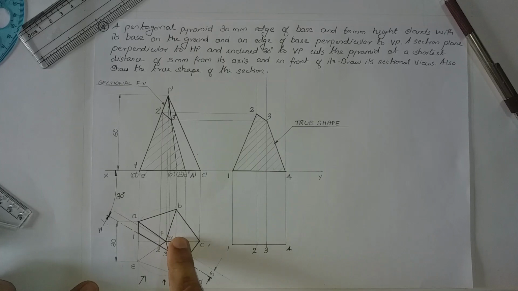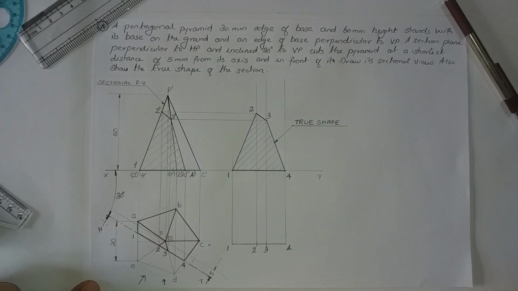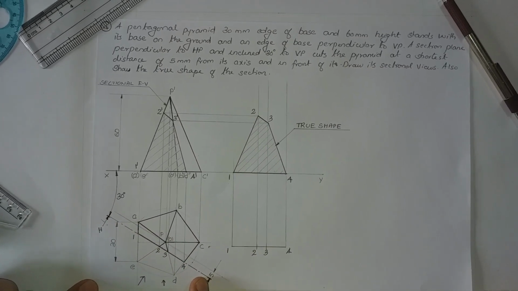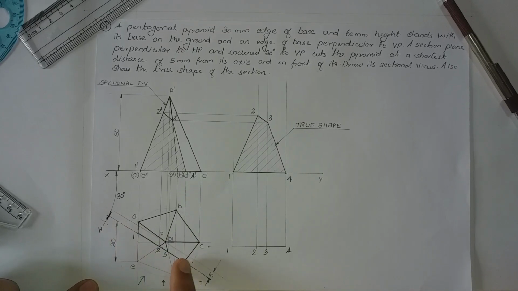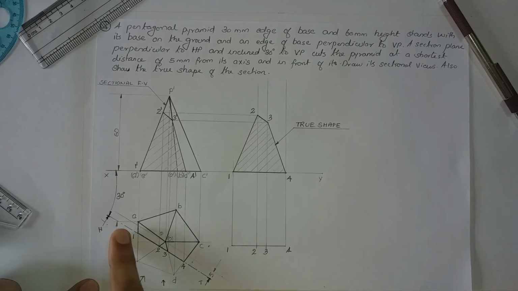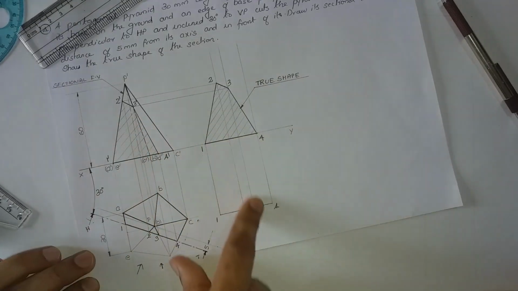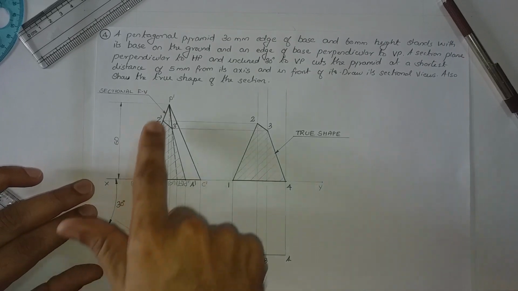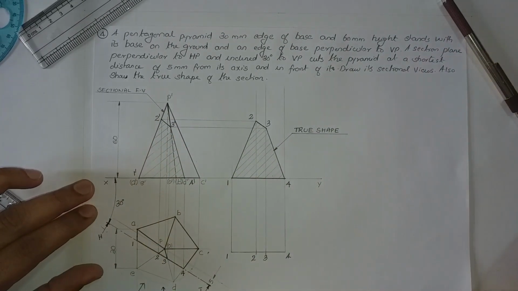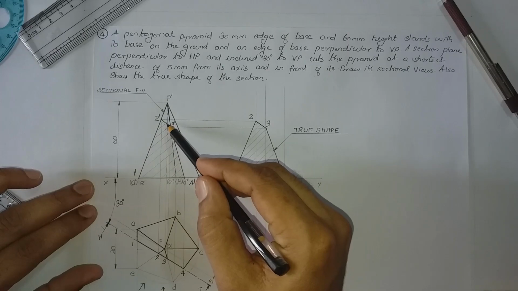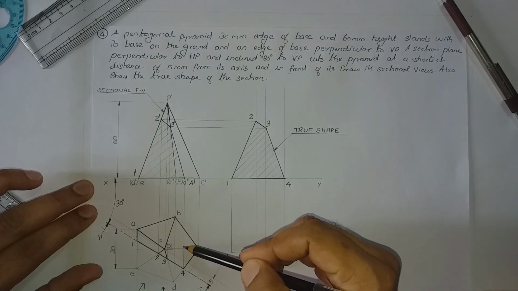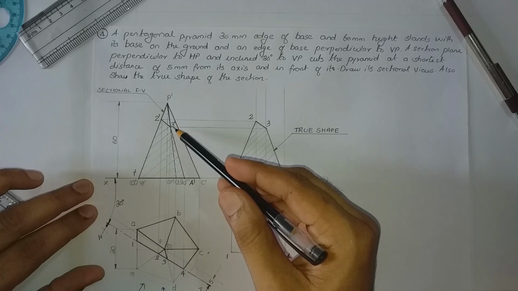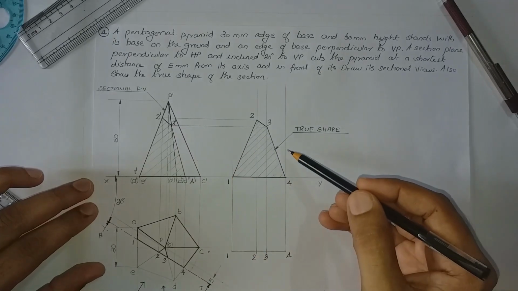Draw the simple top view and simple front view using type B lines, step number 1. After that, locate the section plane as per the question. Third step is mark the meeting points of the section plane with the various base edges and slanting edges of the solid as 1, 2, 3, 4. Transfer 1, 2, 3, 4 to the front view. Then join 1 dash, 2 dash, 3 dash, 4 dash and 1 dash. Hash the inside region. Draw the remaining portions in the top view and draw the remaining portions in the front view. And after that, we have to construct the true shape of the section.